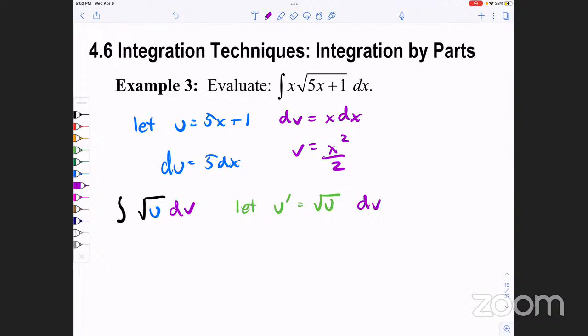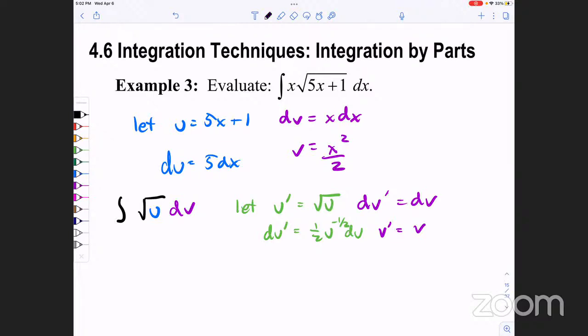And our dv, I think you can say as is. Let's call it dv prime. It can be dv, right? I'm going to just leave it like that. So then our du prime is going to be 1/2 u to the minus 1/2 du. Let's keep going. And the integral, so our v prime is just v. Okay, so let's try that here.